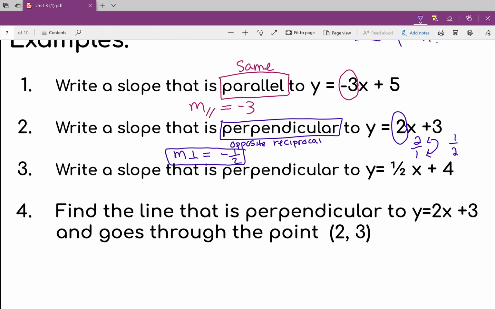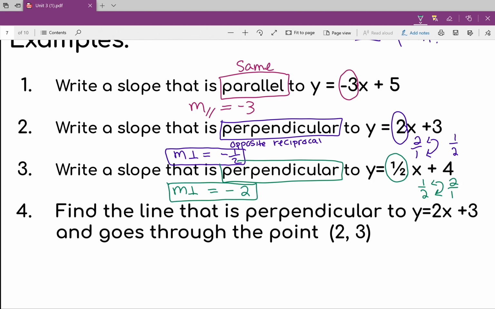Okay. Number 3 says write a slope that is perpendicular, remember, perpendicular means opposite reciprocal, to y equals 1/2 x plus 4. So 1/2 is our slope. If we were to change the sign, it would go from positive to negative. And if we were to flip 1/2, that would look like 2 over 1. So our slope that is perpendicular is equal to negative 2. That's the answer.